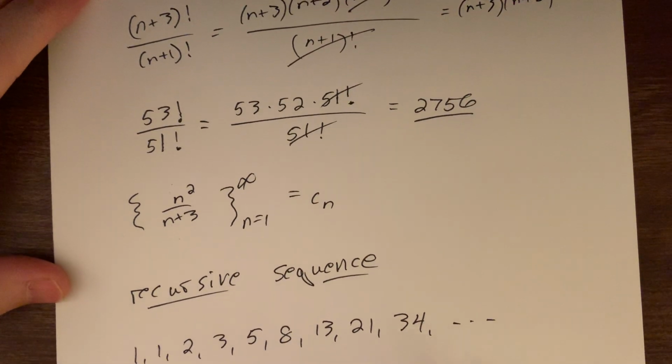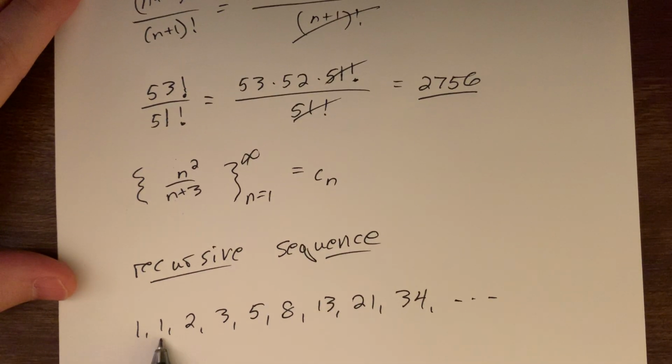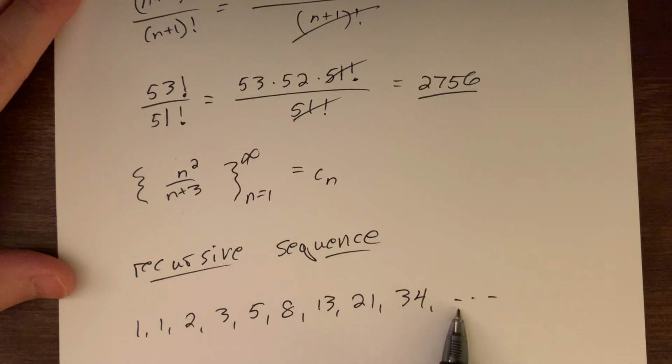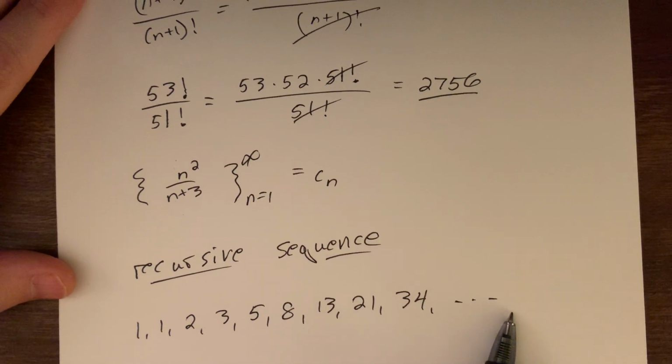The pattern is you're taking the previous 2 terms and adding them together to get the next. So 1 plus 1 gives me 2. But then 1 plus 2 gives me 3. 2 plus 3 gives me 5. 3 plus 5 gives me 8. 8 plus 13 gives me 21. 13 plus 21 gives me 34. Can you see what the next 2 terms would be? 21 plus 34 would give you 55. And then 55 plus 34 would give you 89.